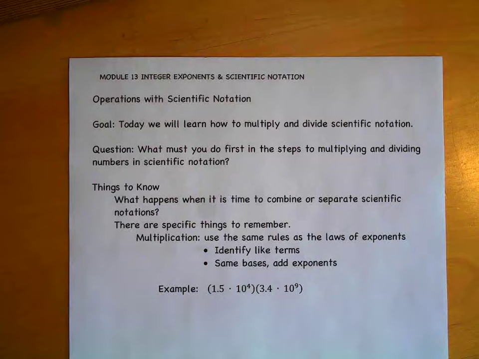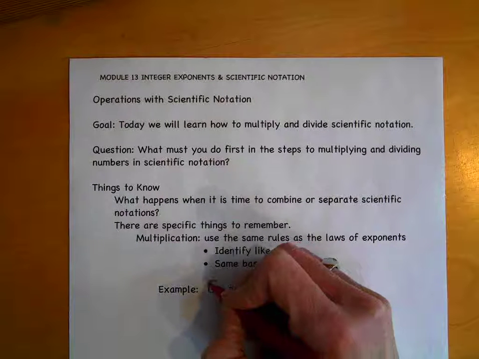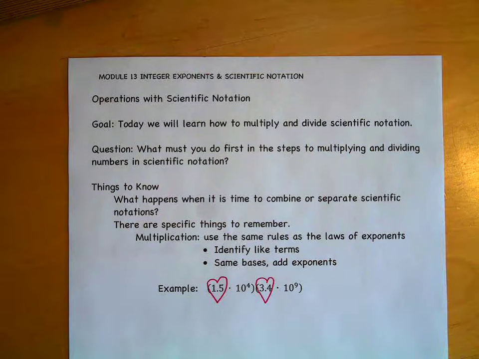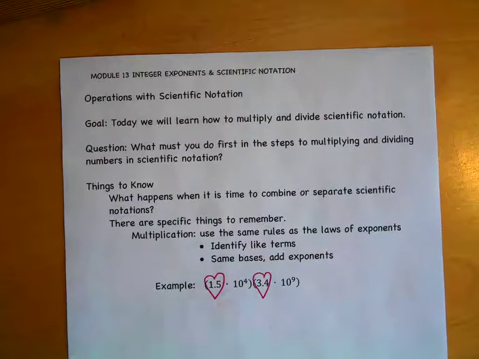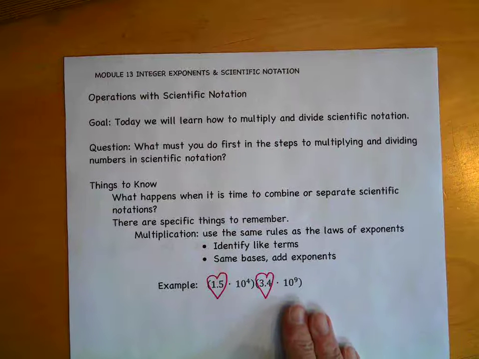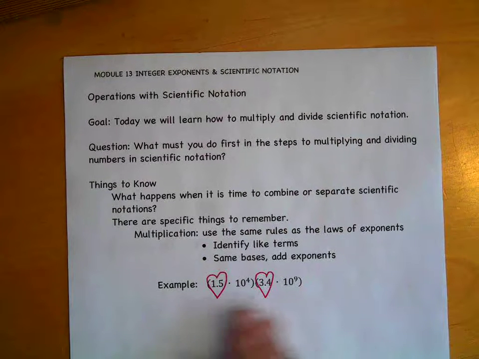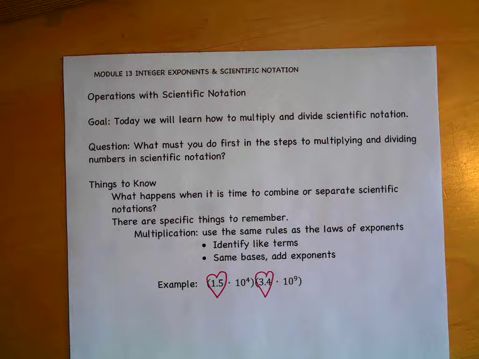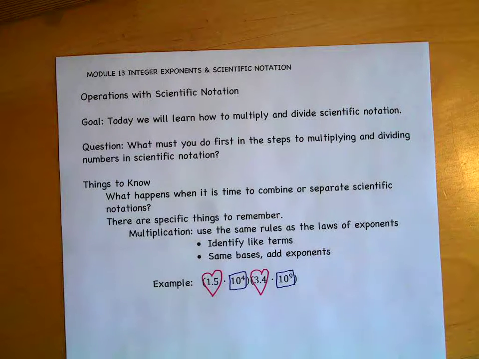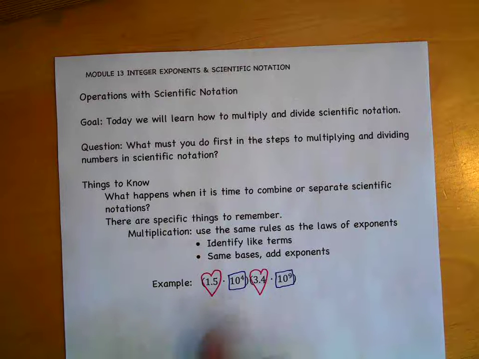So when we're looking at combining like terms, you need to look at the terms that you have. Right here I see a decimal number, and right here I see a decimal number. Our two scientific notation numbers are 1 and 5/10 times 10 to the fourth power, times 3 and 4/10 times 10 to the ninth power. The decimal numbers are like terms because they are both decimals. The powers are like terms because they are both base 10 with exponents. So the two different types of terms in this problem are decimals and powers.